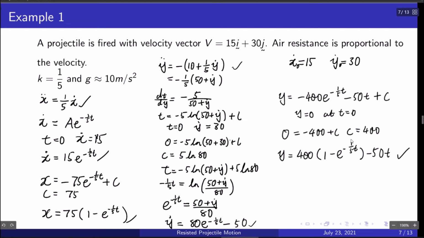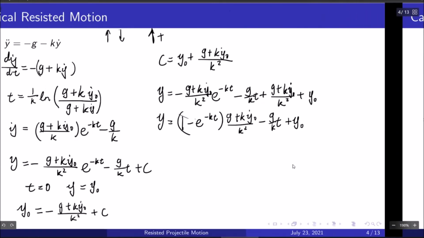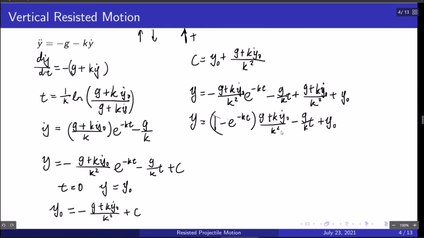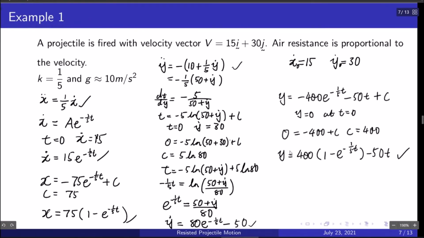Now, what we can do is combine the x and the y together to get a Cartesian equation. As you can see here, because we have all numbers, things are much more straightforward than all the g and the k and y dot naught we had to deal with earlier.